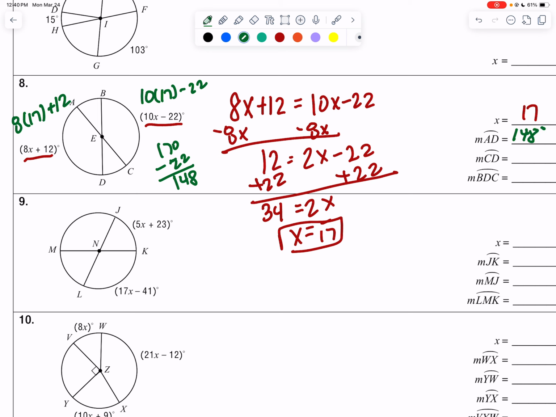Now for CD, if this here is 148 degrees, and we have a semicircle, then I'm just going to do 180 minus 148, which gives me 32 degrees for CD. And then finally for BDC, it's basically everything except that 148. So I'm going to do 360 minus 148, which gives me 212.